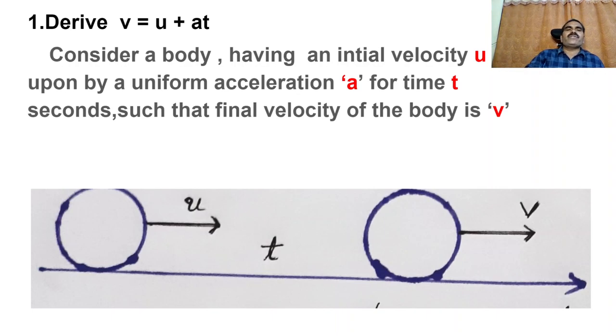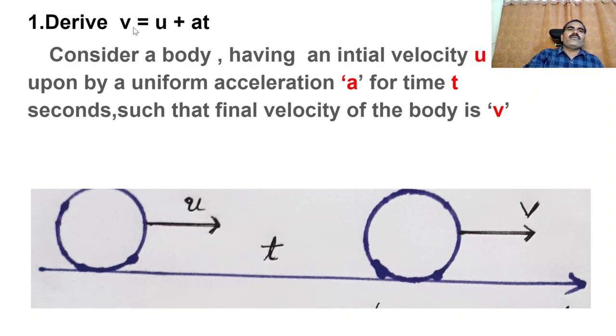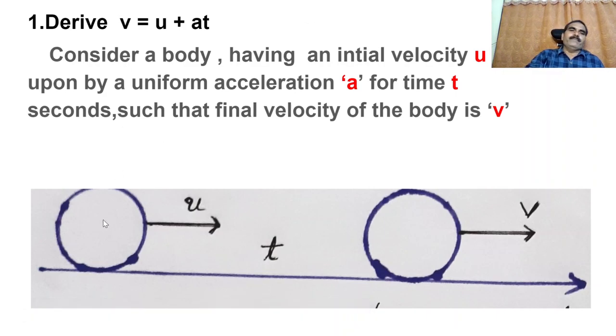The first equation of motion is v = u + at. In order to derive this equation, consider a moving body. It is moving with an initial velocity u. It is acted upon by an acceleration a for time t seconds. Let v be the final velocity of the body.